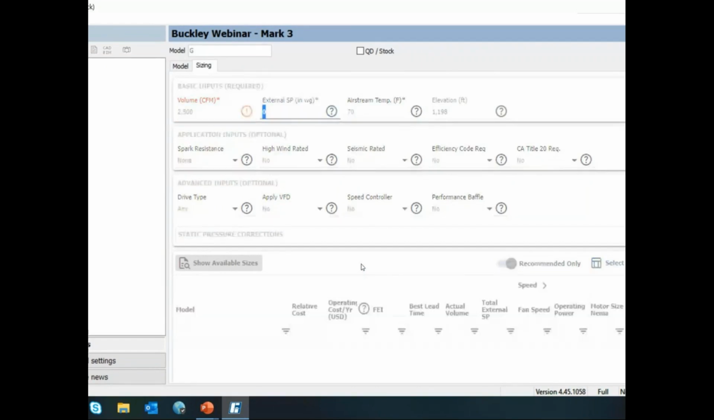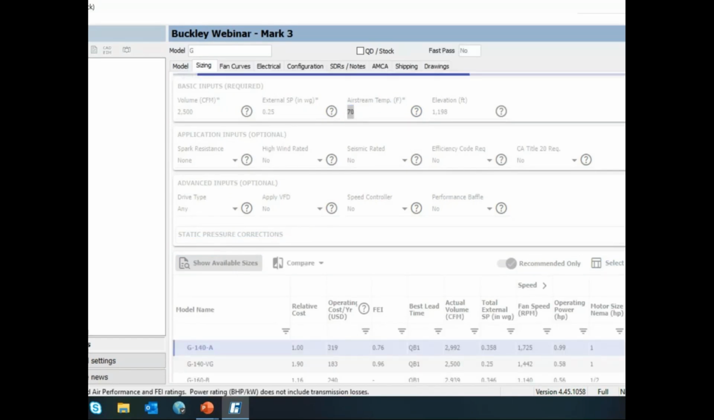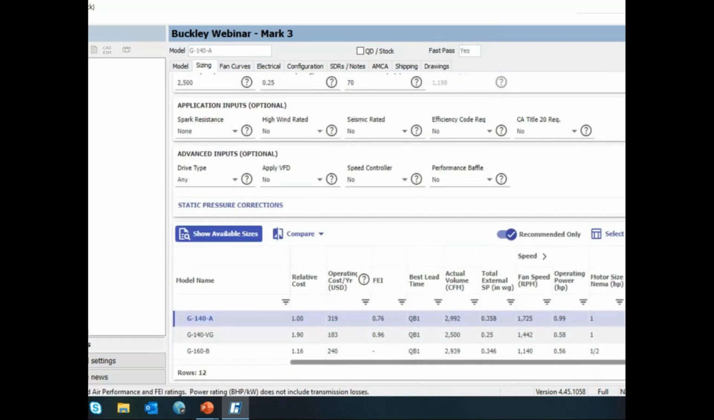My G fan mark was say 2500 at quarter inch. So this is what Matthew's seeing, folks. Do I need spark resistance, high wind, seismic? Do I need to meet an efficiency code like California Title 20? If you say yes to this, I won't even show you a fan with an FEI lower than 1. That's 1 horse and up. Drive type, VFDs, I can do a lot of things from here. Here's my software.